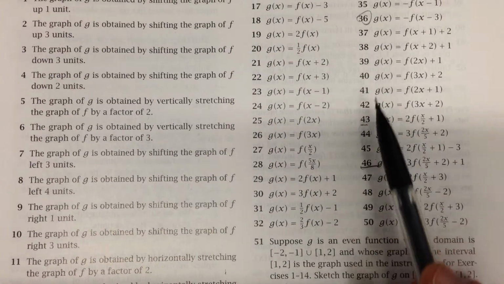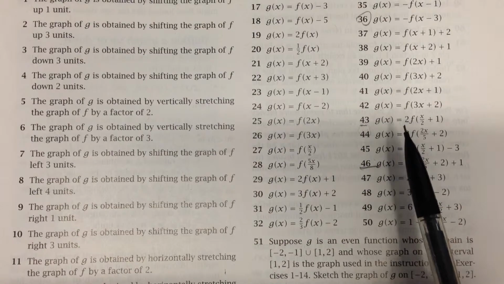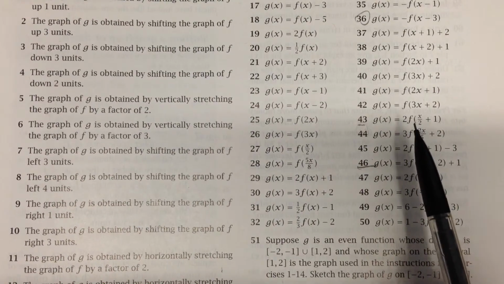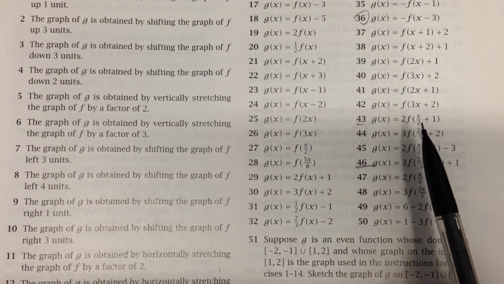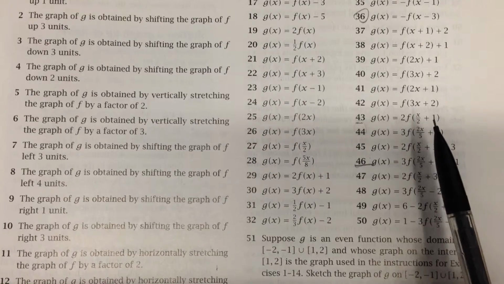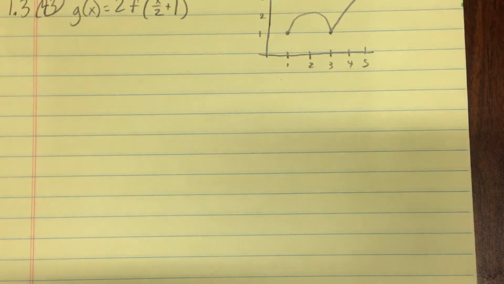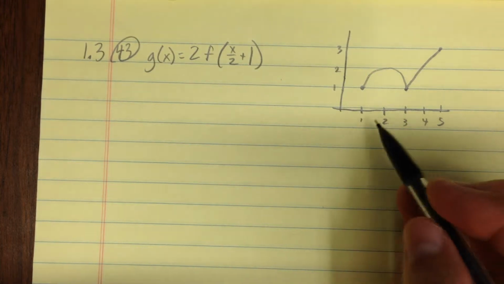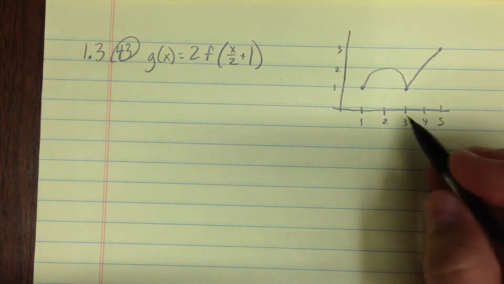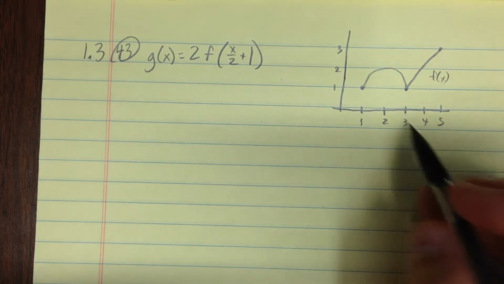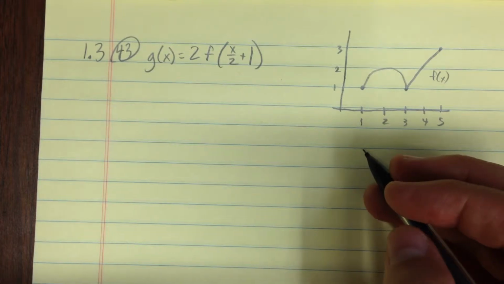Okay, and we're going to do 43, where g of x is equal to 2, that's a vertical stretch, of f of, notice that here we have a horizontal stretch and a shift left. So I took the liberty of sketching that out on a piece of paper. Notice it's pretty easy to see that the domain of f of x is 1 to 5 inclusive, and the range is 1 to 3.